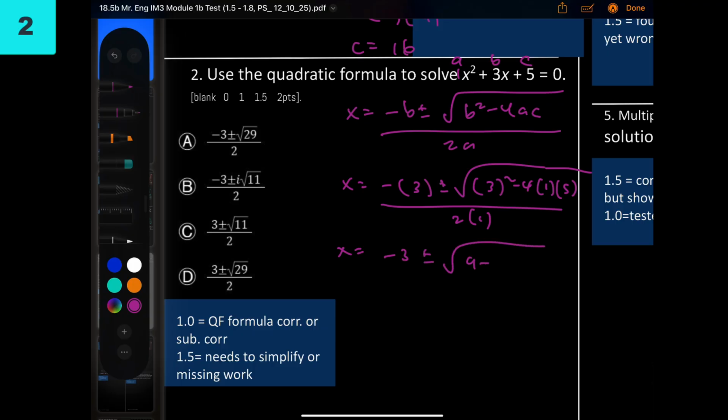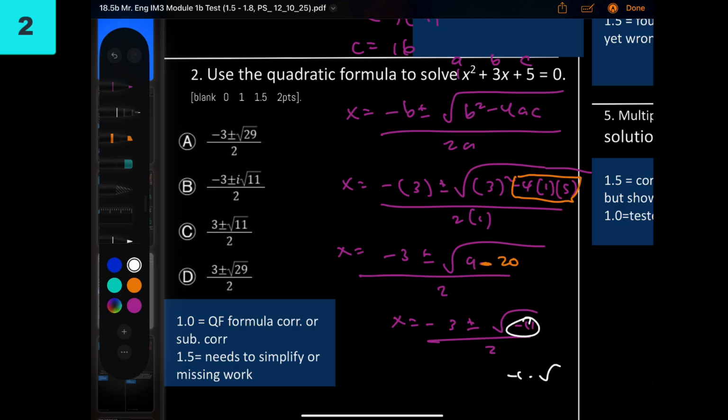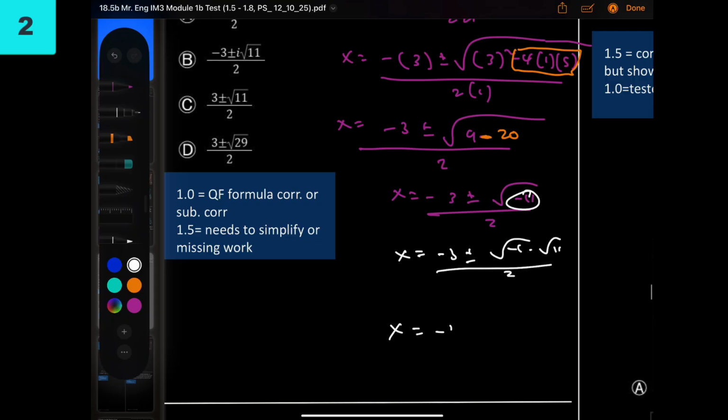Okay, so this here is negative 20. And then 9 minus 20, a lot of you guys need a calculator. That is a negative 11. And then this is negative 1 times square root of 11, so square root of negative 1 is i. So you should get as your answer negative 3 plus or minus i radical 11 over 2. And that'll be choice B.